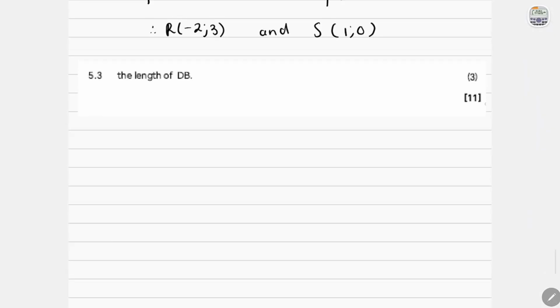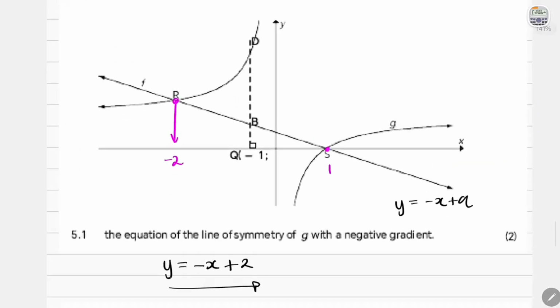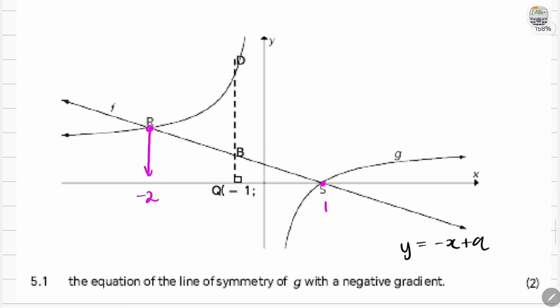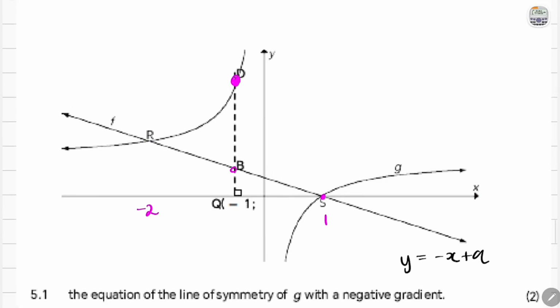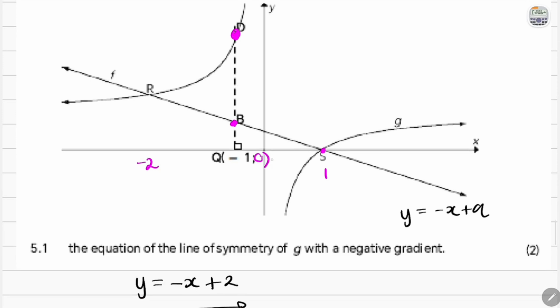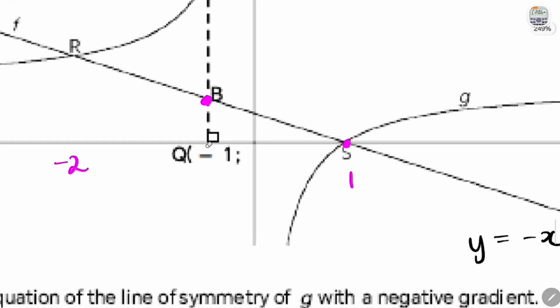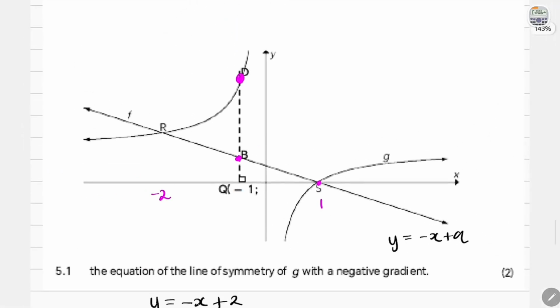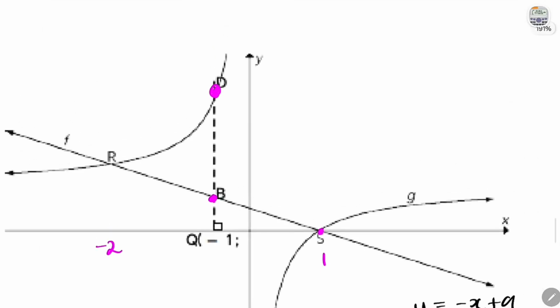Question 5.3 says we need to find the length of DB. So, the length of DB: do you see that with DB, we have D lying on the graph of g and B lies on the graph of f, but do you see how they're both in line with this Q, negative 1? They said negative 1 and 0, so we know that the x value here is negative 1. This means they lie on the same vertical line. If points lie on the same vertical line, they share a coordinate.